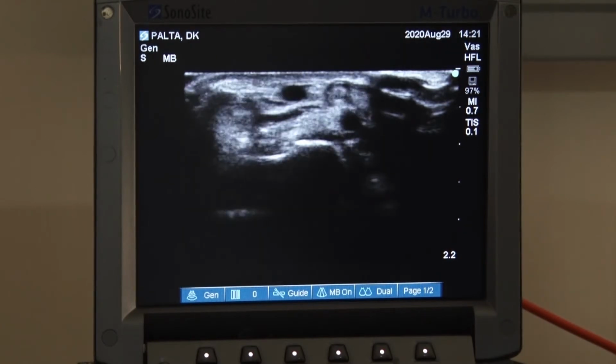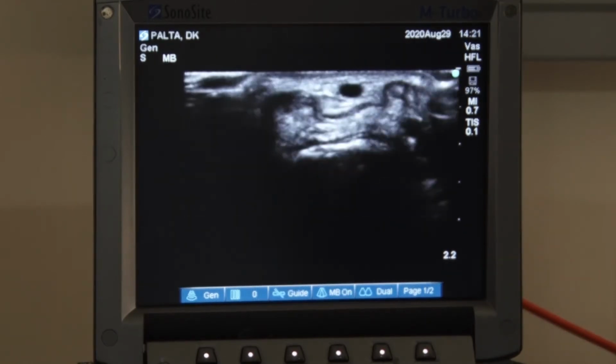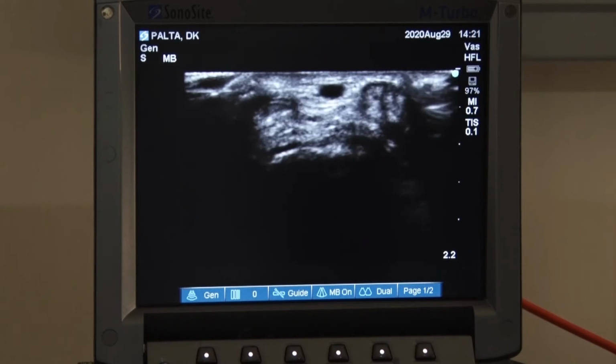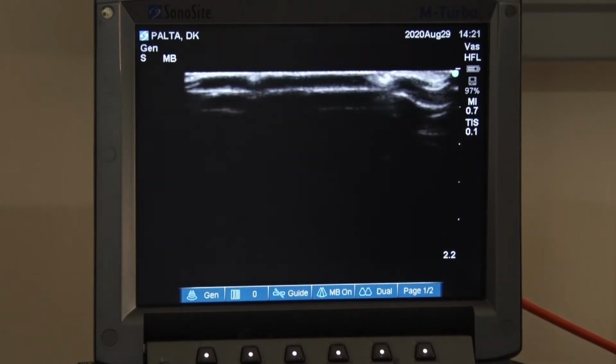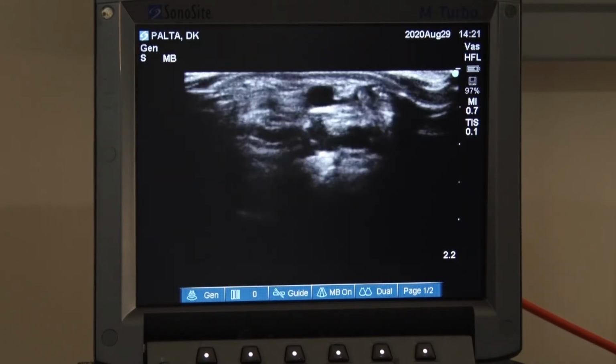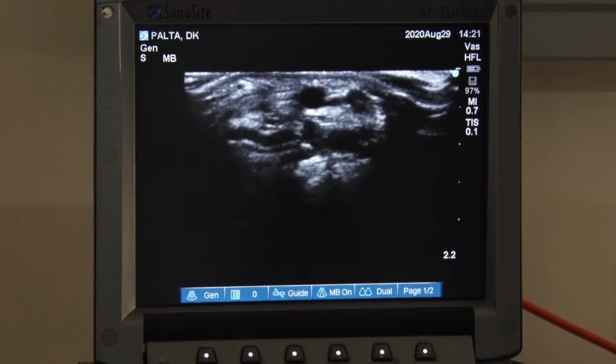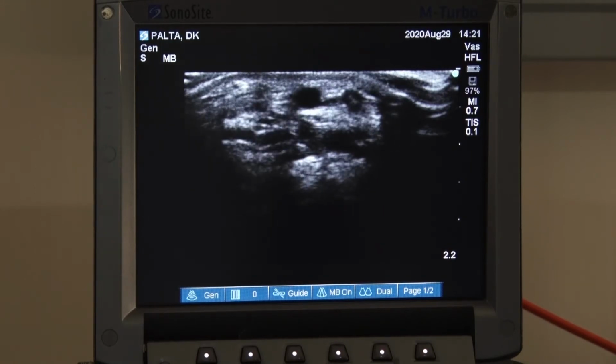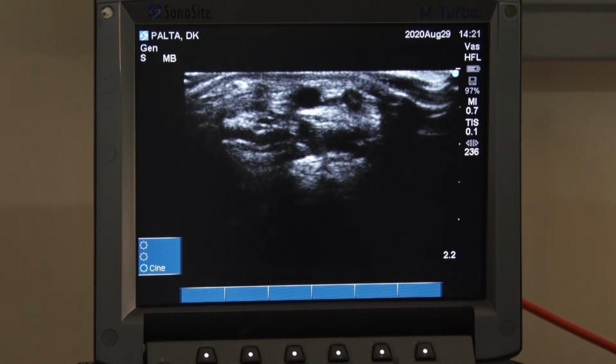I will freeze it with the least pressure. I will try to take a nice circular vein. So we'll see the diameter of the vein.